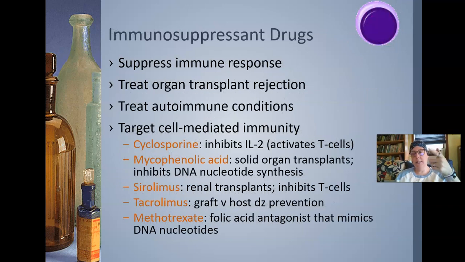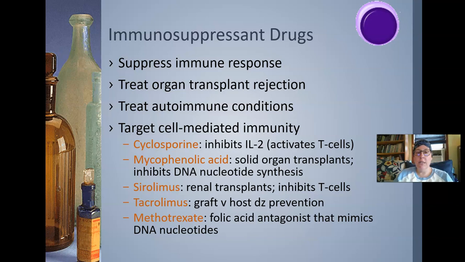And then our last slide is our immunosuppressant drugs. They suppress the immune response, so they're often used to treat organ transplant rejection. So they're actually given to prevent organ transplant rejection. So they usually put them on there, but if there is a rejection, they would just up these. And they're often used to treat autoimmune conditions. So your traditional treatment for autoimmune conditions is to suppress the immune system. They tend to target cell-mediated immunity because a lot of autoimmune processes and transplant rejection is a cell-mediated process. So it targets your T cells, cytotoxic T cells and stuff.